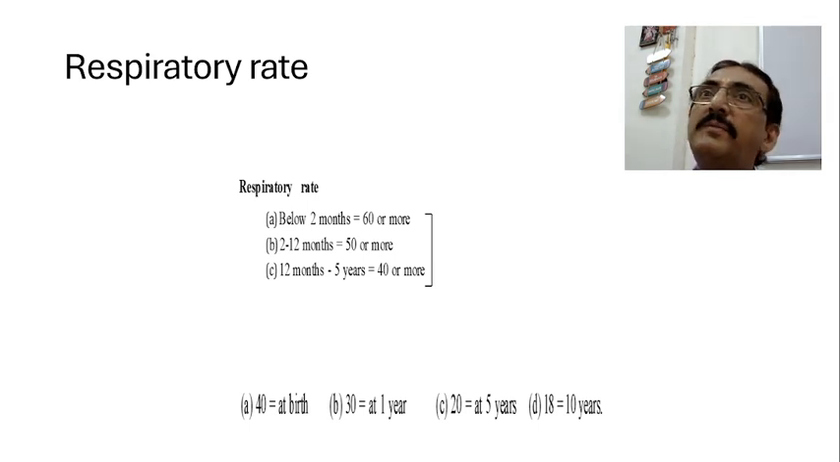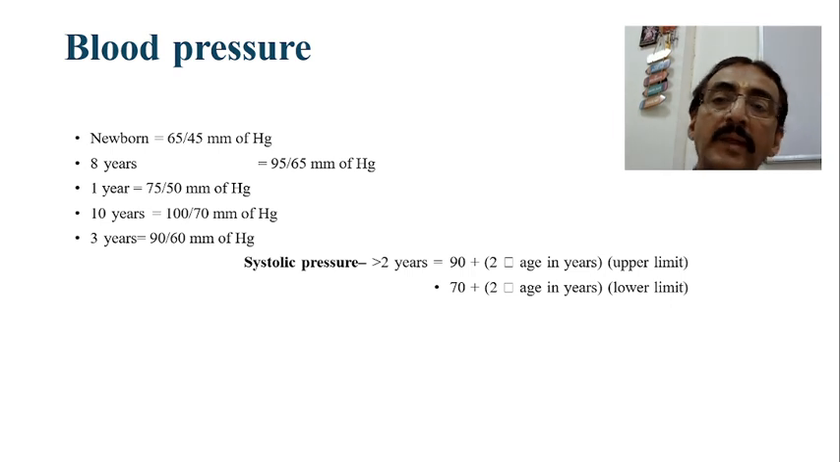At the community level, this particular calculation is very, very important, so that there may not be any need of fever and other symptoms. Suppose the respiratory rate is above this particular criteria, then it should be clinically considered as pneumonia, and we should start the treatment.